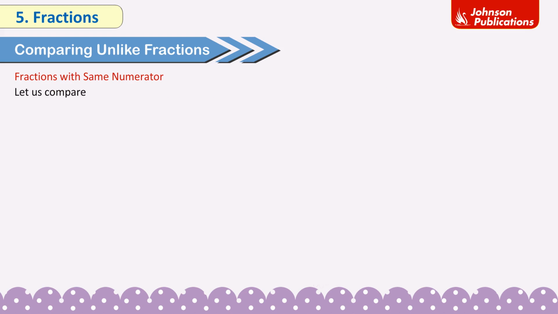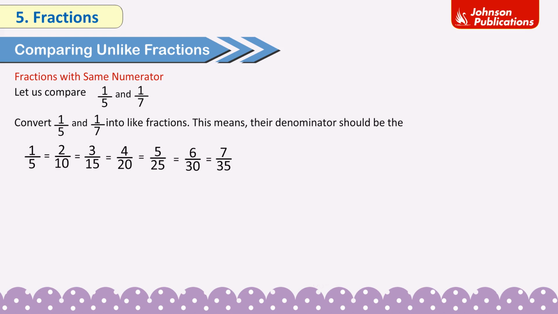Let us compare 1 by 5 and 1 by 7. Convert 1 by 5 and 1 by 7 into like fractions. This means their denominators should be same. 1 by 5 is equal to 2 by 10, which is equal to 3 by 15, which is equal to 4 by 20, which is equal to 5 by 25, which is equal to 6 by 30, which is equal to 7 by 35.